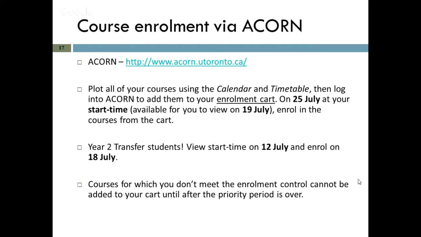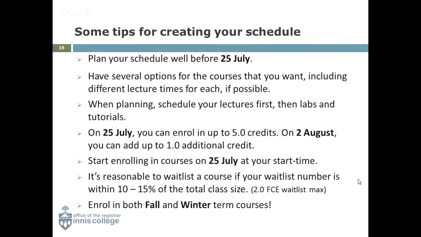Okay. Courses for which you do not meet the priority enrollment control, like let's say as an elective course, you're interested in taking a computer science course, you won't have the priority to do that. You won't even be able to add it to your enrollment cart. You'll have to wait until the priority period is over. When you're planning your schedule in advance, slot in the lectures first because there's usually fewer options for the lectures, and then go back and do the labs and tutorials because there's generally many more sections of those.